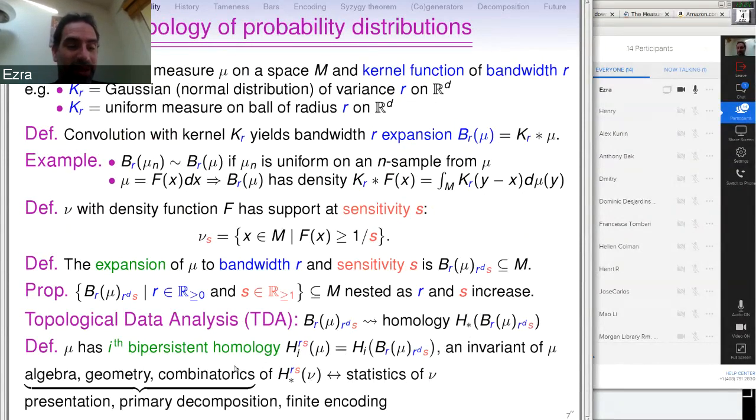In any case, this algebra, geometry, and combinatorics in this talk is going to correspond to presentation, that's the algebra. Geometry, that's primary decomposition, and combinatorics, that's finite encoding. Okay, questions about that?